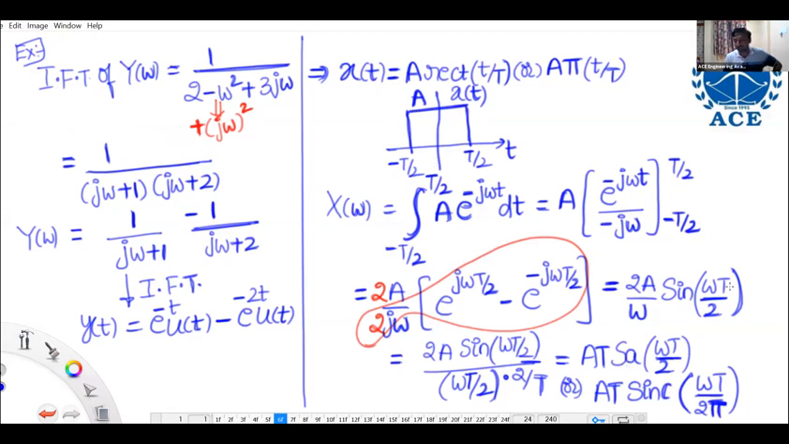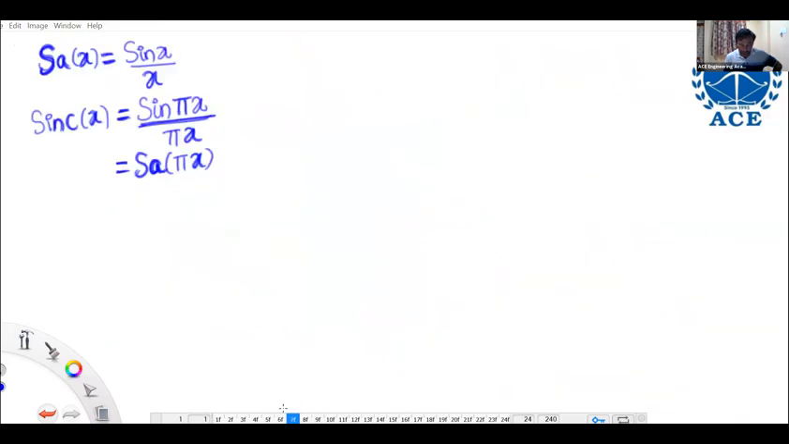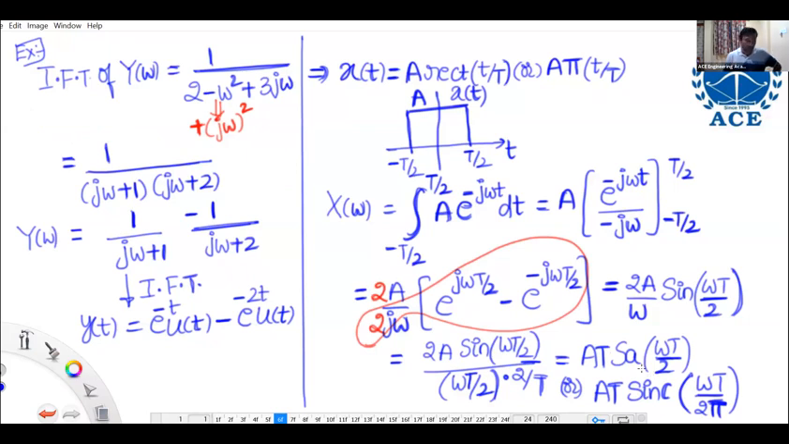First I substituted in the definition, we got this expression. This answer can be written in two styles. One is the Sa function. What is the Sa function definition? Sin x by x. The sinc function definition is sin pi x by pi x. That way conversion we have done. So a rectangular pulse in the time domain corresponds to the Sa function or sinc function in the frequency domain.